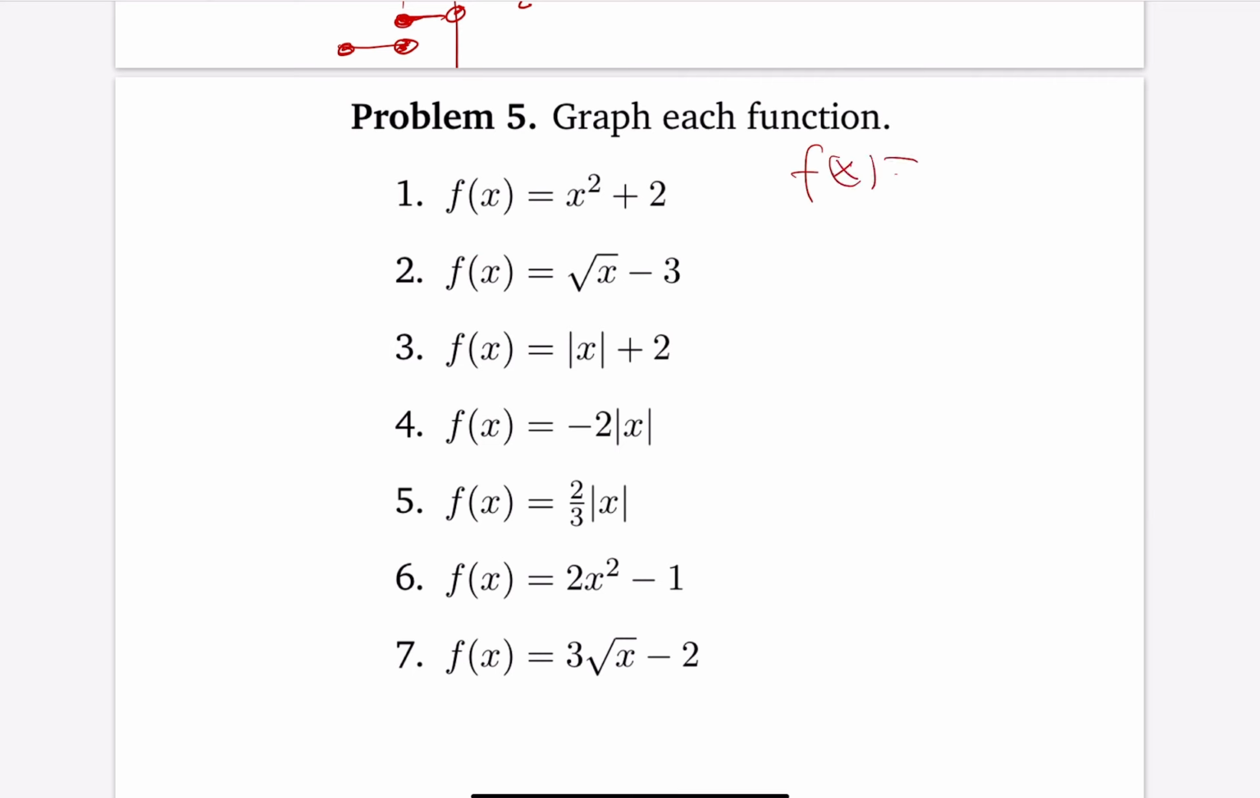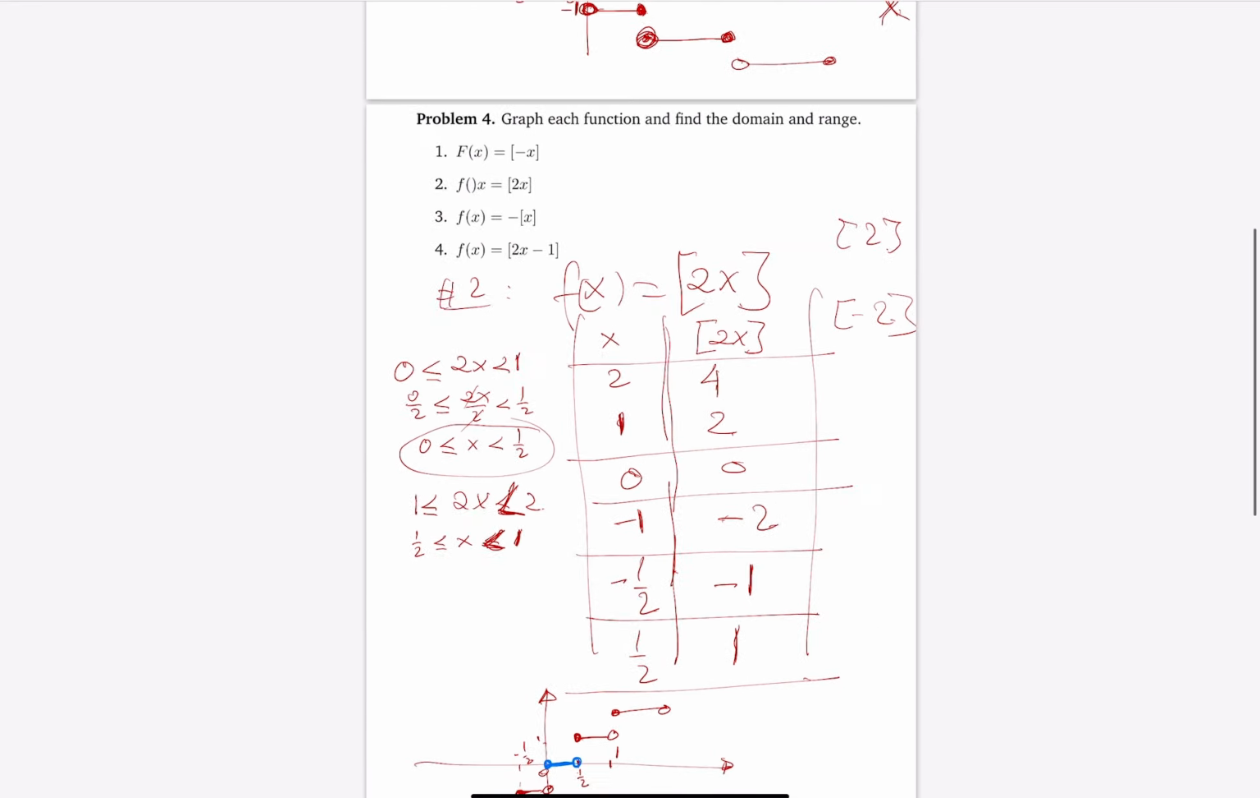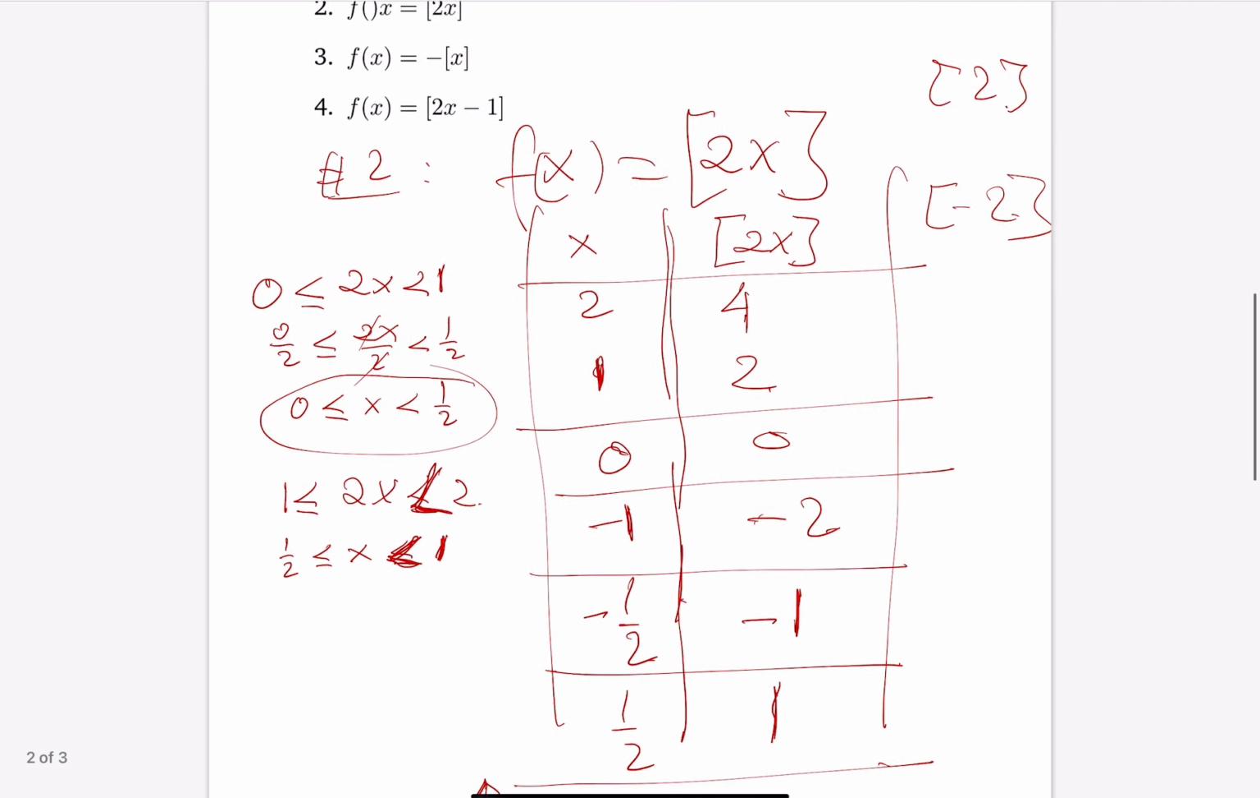You have f(x) equal to x squared plus 2, and you know the parabola function is like this. This one is x squared plus 2, which means you have to go up 2. That's the meaning. So the way you graph this one is you just go up 2. Two is here, you go up. That's it. And this one is just x squared plus 2. Got it?